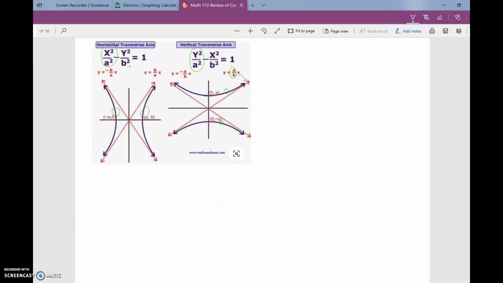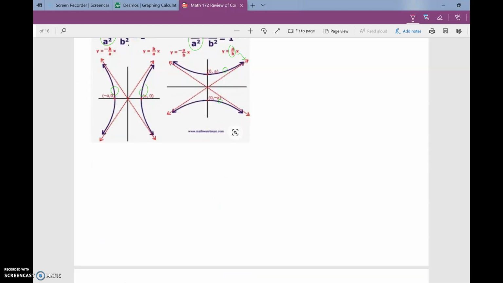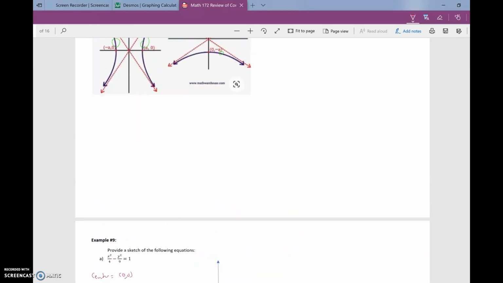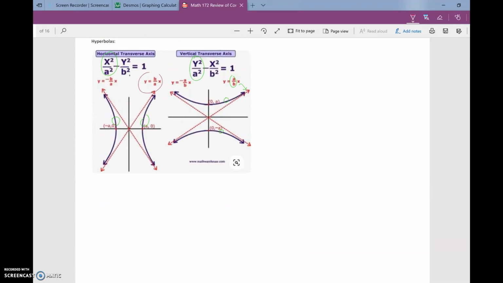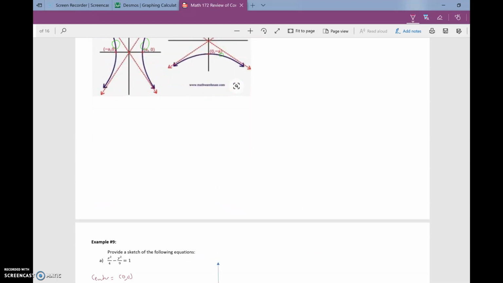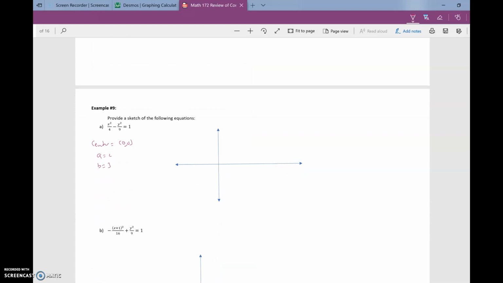Okay, so the next step is to actually find the asymptotes, and this particular one, it's going to be along the axis, so it's going to be b over a. So in this case, from the center, we're going to have y is equal to plus or minus b over a, so 3/2 technically of x.